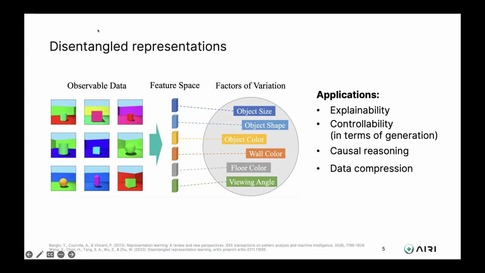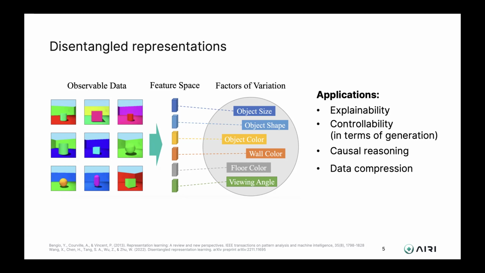Another application is causal reasoning. It's closely related to explainability, so it could not just explain the behavior of the model on some particular data, but construct a chain of reasoning and see how one piece of data relates to another. And another example is data compression. If you talk about images, let's say this observable data on the left is a 64 by 64 image with 3 channels, but we could represent it in terms of 6 factors of variation: object size, shape, color, wall color, floor color, and angle, the viewing angle.